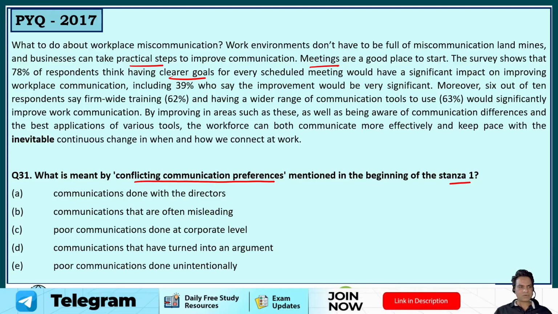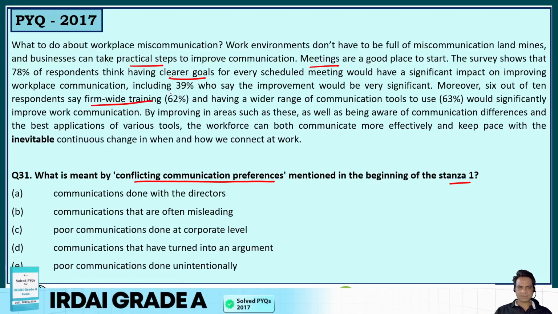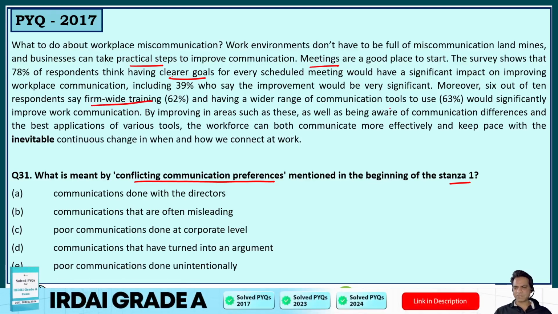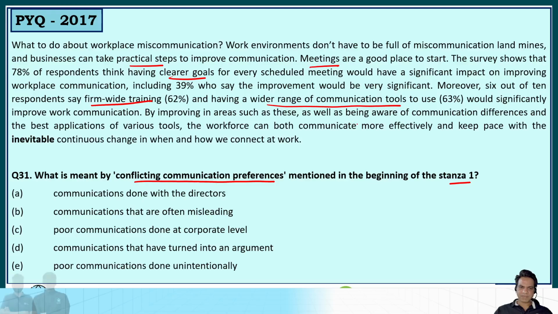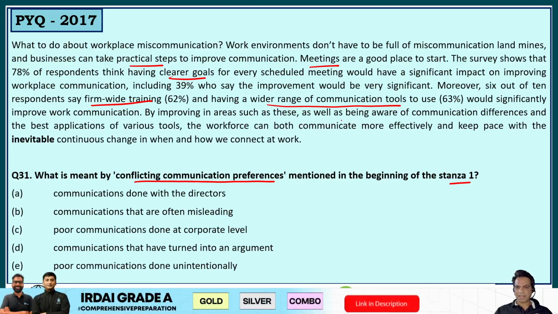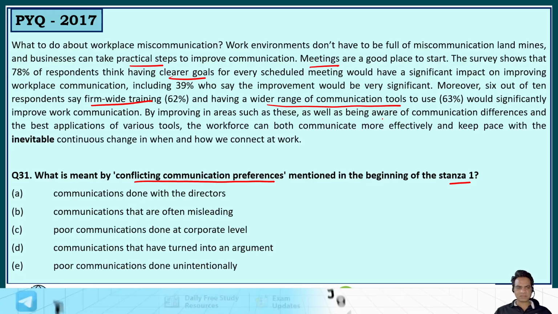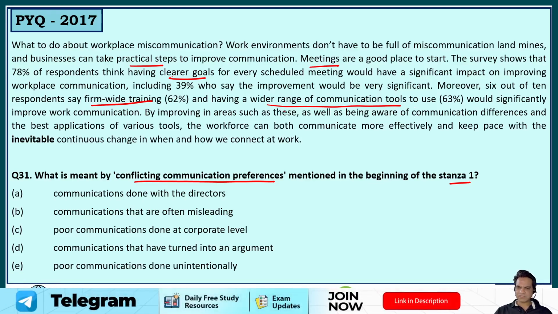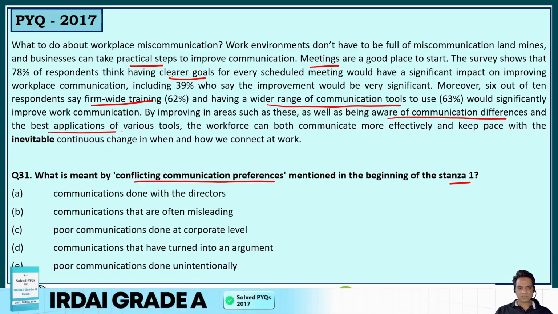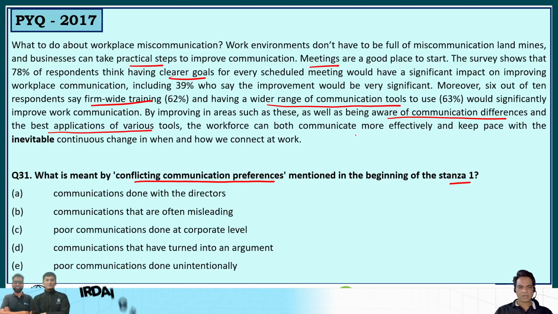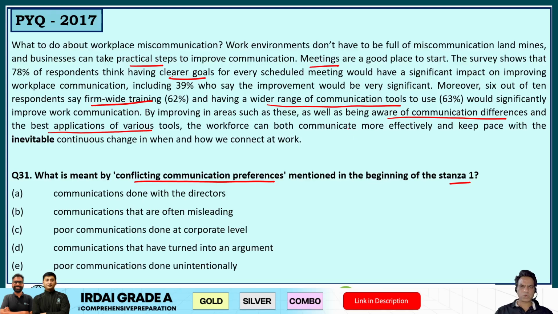Moreover, 6 out of 10 respondents say firm-wide training, I mean, training everyone, and having a wider range of communication tools to use would significantly improve work communication. By improving in such areas, and by being aware of communication differences and best applications of various tools, the workforce can both communicate more effectively and keep pace with the inevitable continuous change in when and how we connect at work. Inevitable means jo hoke rahega.